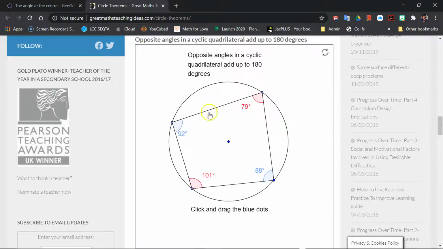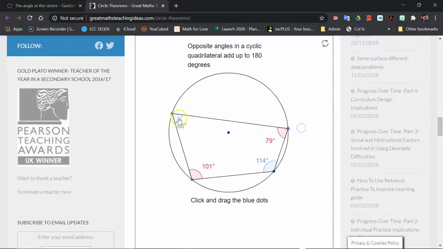If we end up having four chords and we make a quadrilateral, then we will have diagonally opposite supplementary angles. Okay, so supplementary angles are two angles that add up to 180 degrees. And so we find here 79 plus 101 is 180. 92 plus 88 is 180.